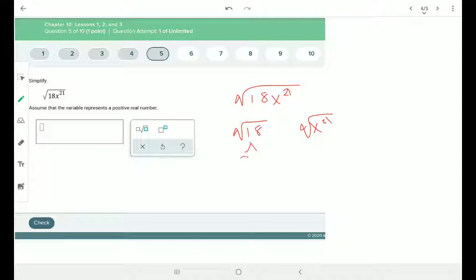18 can be broken down into 9 and 2. And we know that 9 is a perfect square, so the square root of 9 is 3, and we're left with root 2.